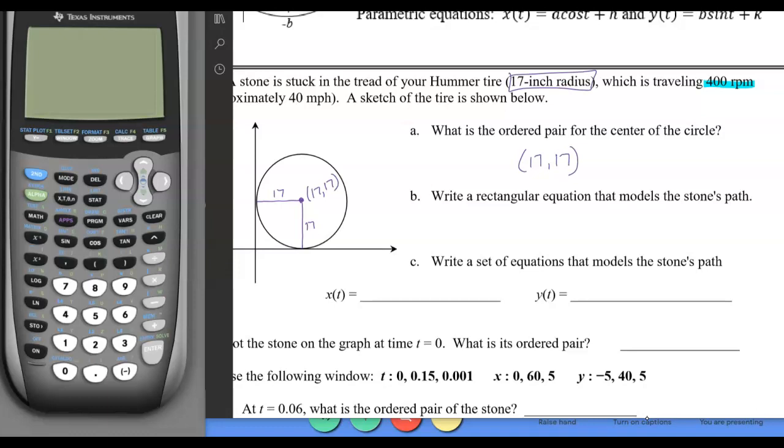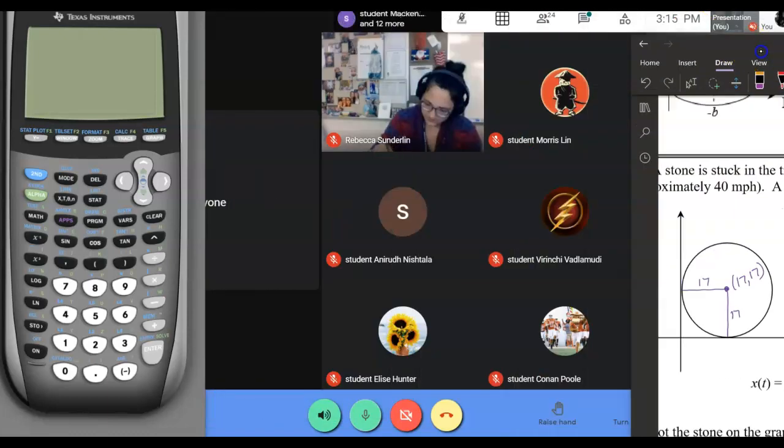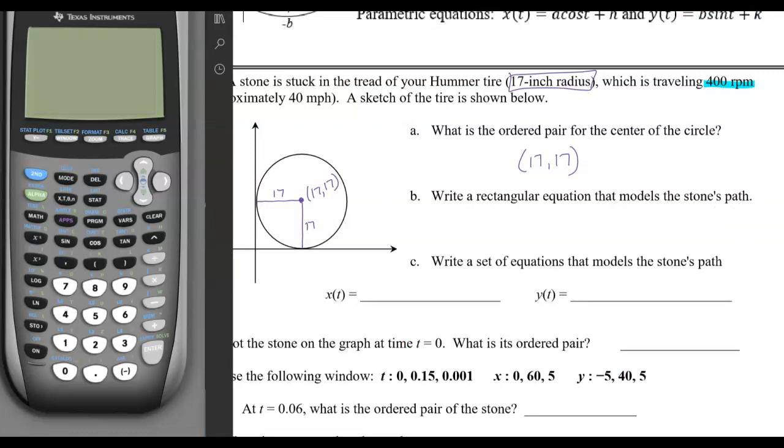Write a rectangular equation that models the stone path. I thought it was diameter, right? Okay. So when we're doing rectangular equations, this is really straightforward. This is what we learned when we were doing conics. We take the center, the h value and k value, and subtract them from our x and y. So the h value of the center is 17, the k value of the center is 17, equal to the radius squared. Our radius is 17. So that's easy peasy to create. If only they wanted it just as a rectangular equation, we would be done.